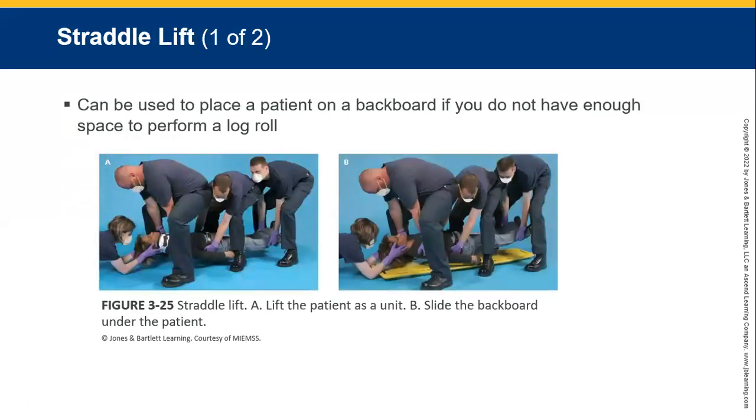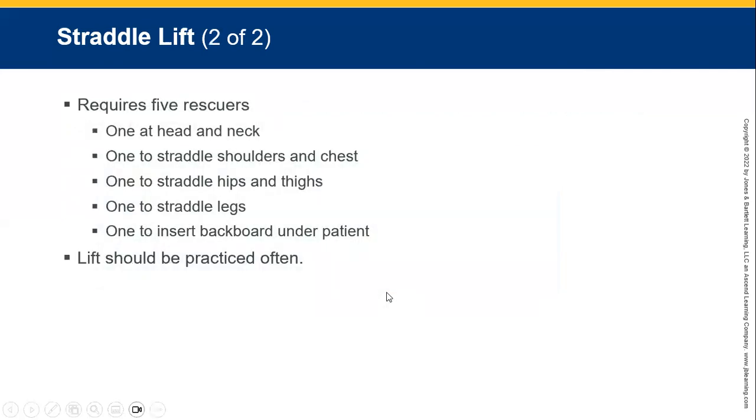Straddle lift is also very effective. The patient doesn't have to be rolled at all. Head and neck can be kept in alignment. If the rescuers are comfortable enough to get down and, as a unit, lift the patient once, a board can be slid in underneath the patient and there can be no complications. Quite easy to do. One on the head and neck, obviously lying down, trying to get down on the level of the patient, down to grade. One straddles the shoulders to the chest, one straddles the hips, one straddles the legs, and one to obviously insert the backboard.